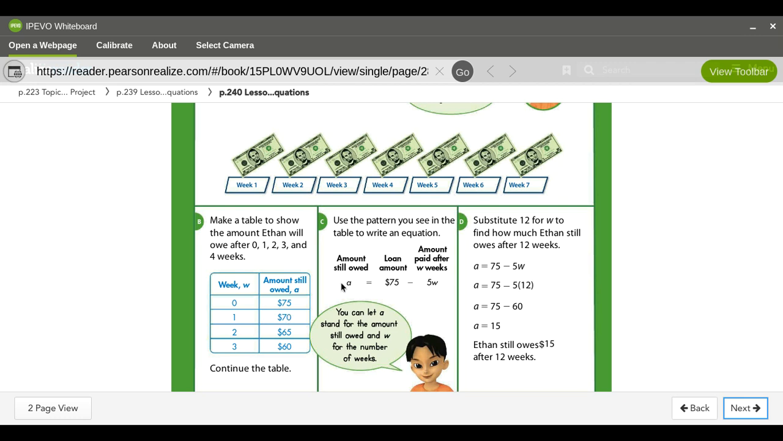So here's my equation. A is the amount still owed. 75 is my starting amount. The 5W, so the 5 is the $5 that is paid each week. The W is going to be how many weeks I have. So to substitute, in order to solve for this, I'm going to substitute the 12.